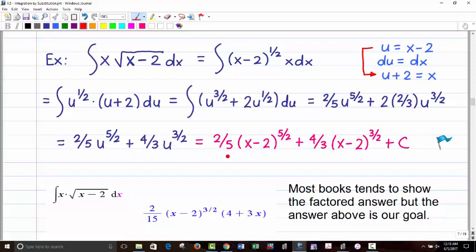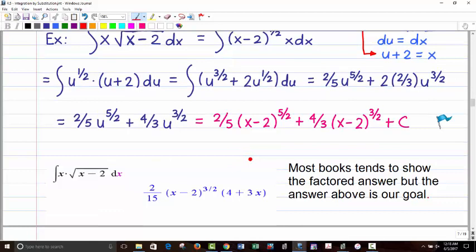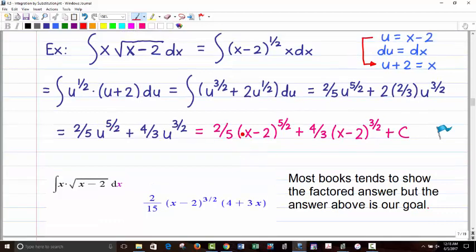Then what you do is replace u back in here. So you have 2/5 x minus 2 to the 5/2 plus 4/3 times x minus 2 to the 3/2 plus c. And that's a perfectly good answer.